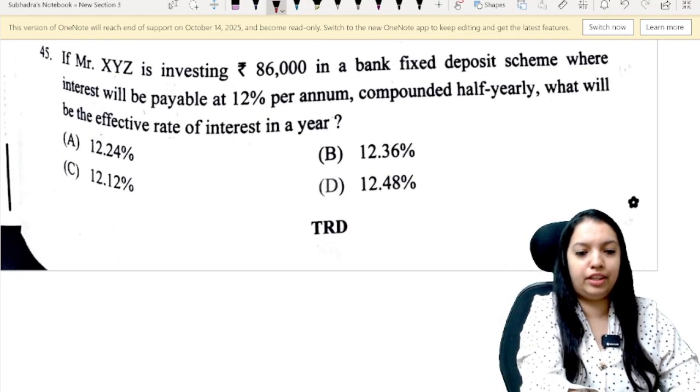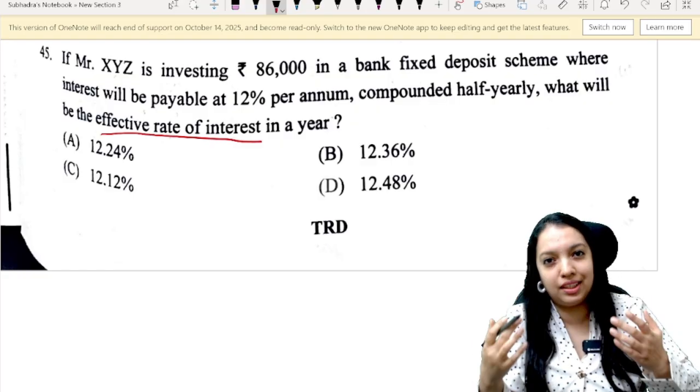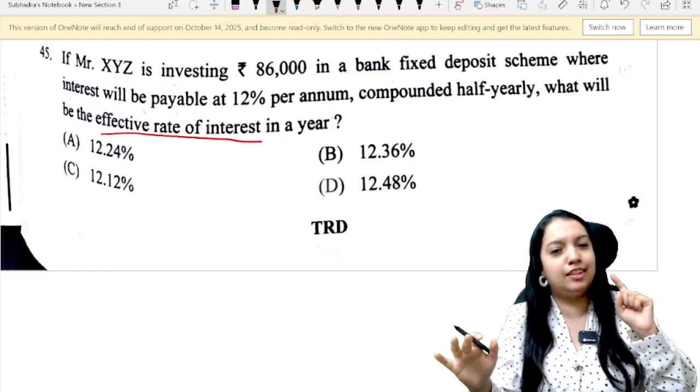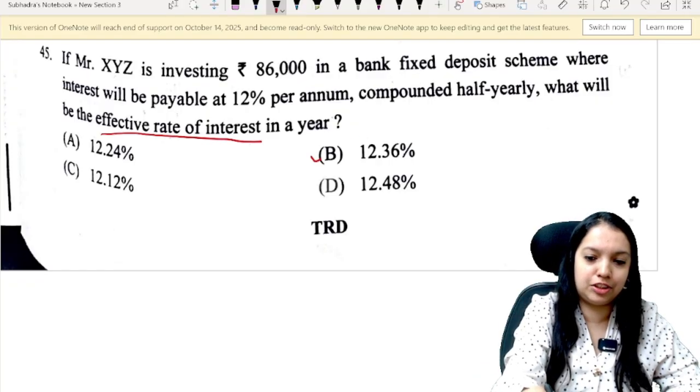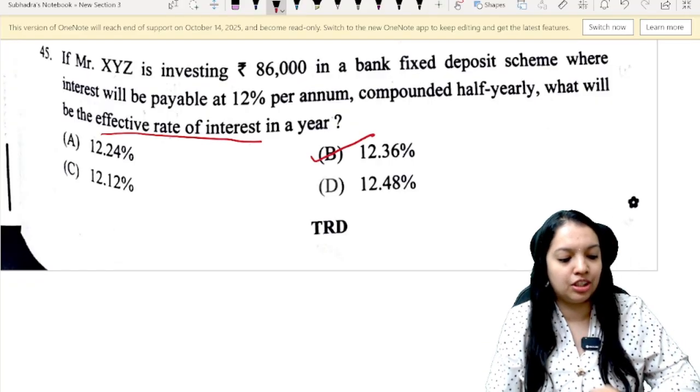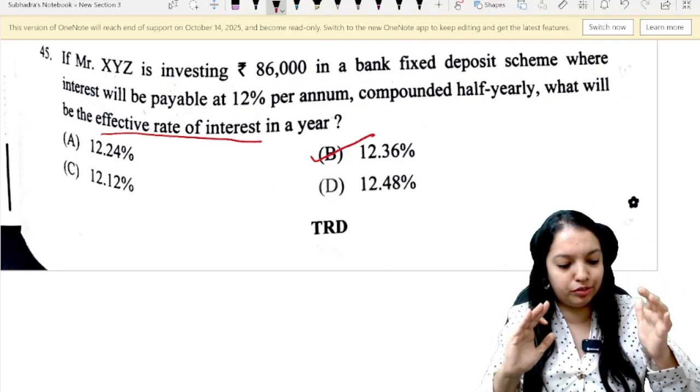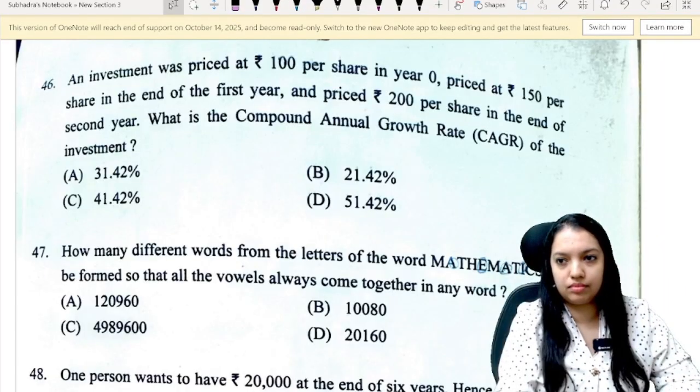Next is the effective rate of interest question. I had already told in class that in every attempt there is a minimum of one question from effective rate of interest, and the answer for this question is 12.36%, which is (1 plus nominal rate of interest)^n minus 1.